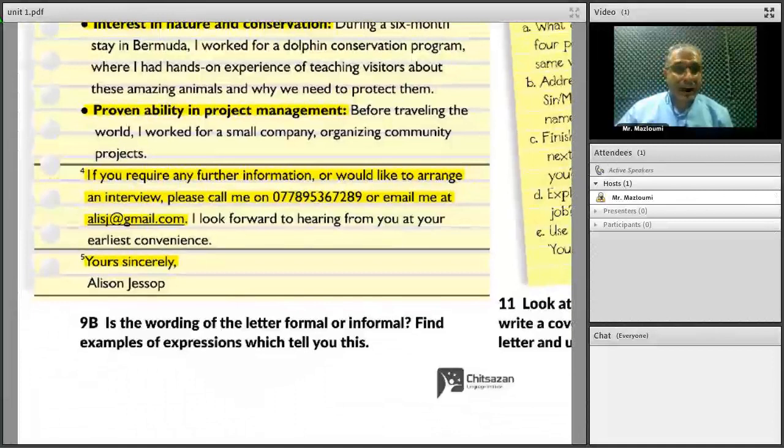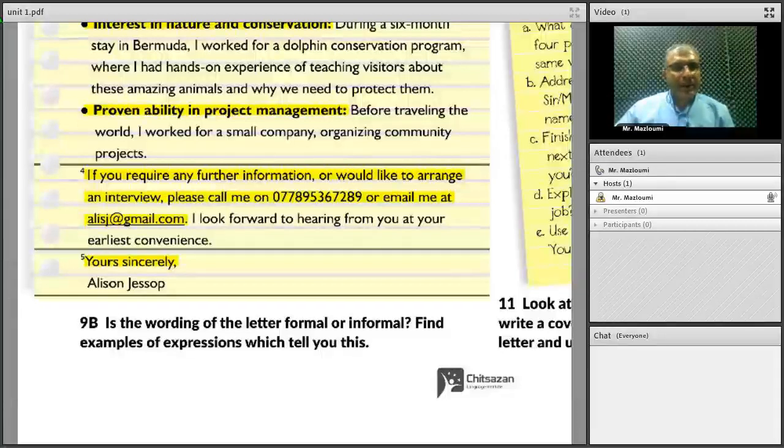Number four, if you require any further information or would like to arrange an interview, please call me on 077 895 367 289 or email me at alicej@gmail.com.